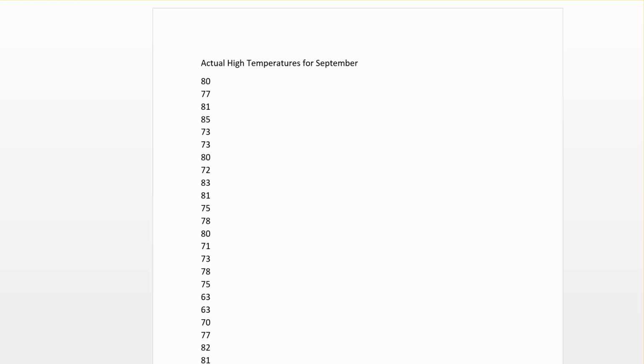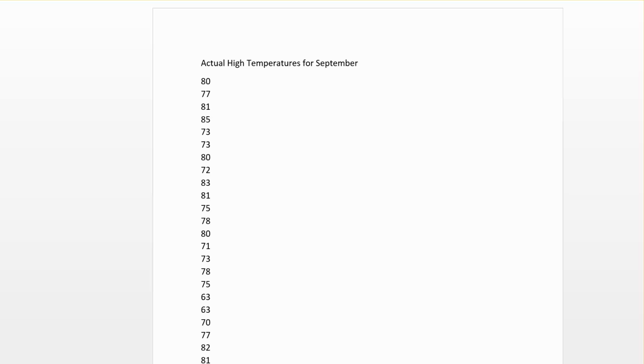All right, let's take a look at this set of data, the actual high temperatures for September. And we want to evaluate whether this population, these temperatures, are normally distributed. So in order to assess normality, first of all, we want to examine a histogram. We want to look at a visual of it. We're looking to see if there's some symmetry here, if it's kind of a bell-shaped curve.